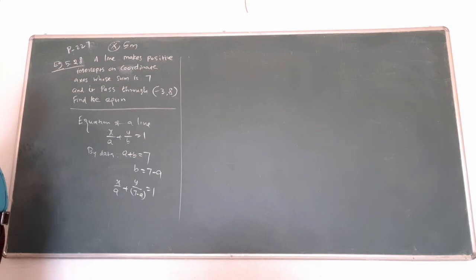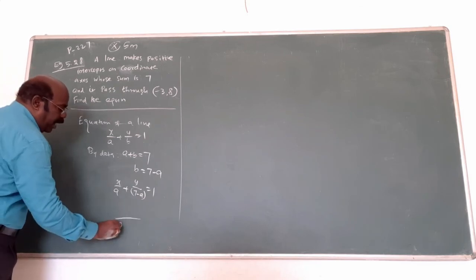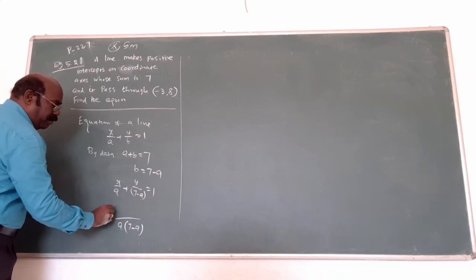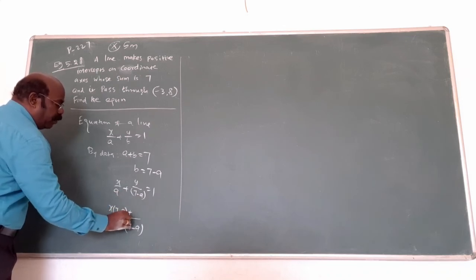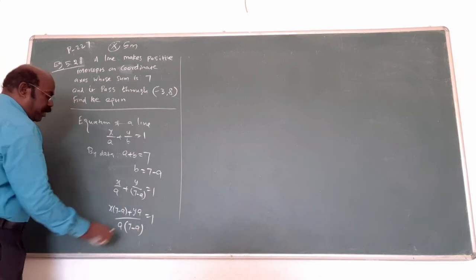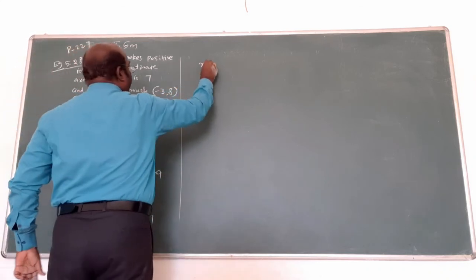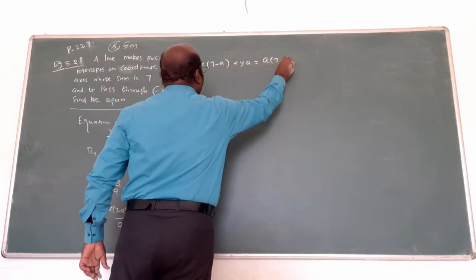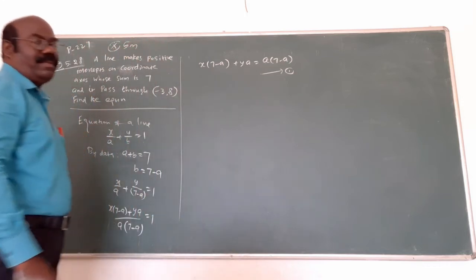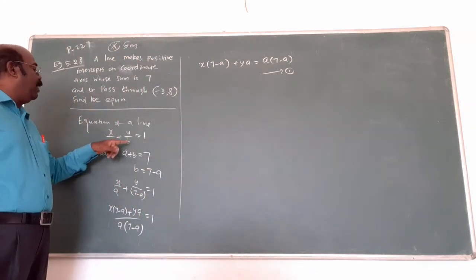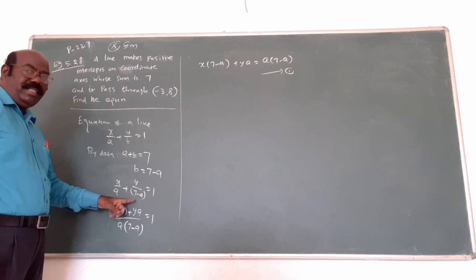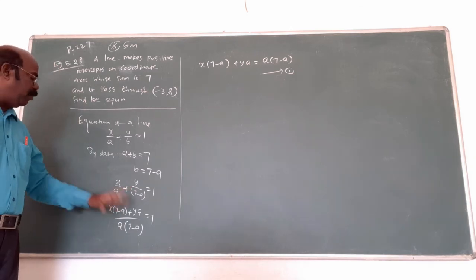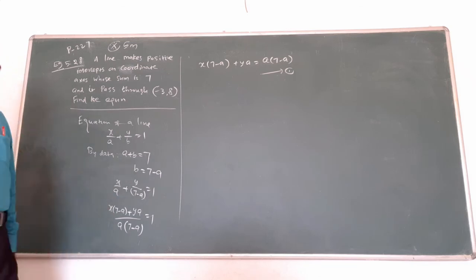Am I right? Now cross multiply. What is the answer? X into 7 minus A plus y into A equal to A into 7 minus A. Replace B by 7 minus A, then A into 7 minus A is the LCM. Cross multiply x into 7 minus A and y into A. Now cross multiply. Now what is the point?